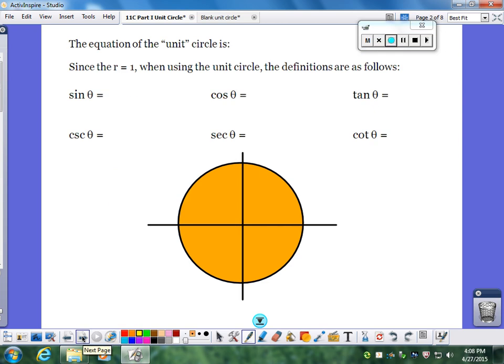Alright, so first of all, let's talk about what a unit circle is. In a unit circle, the radius is always 1 and the center of the circle is at 0, 0. So that means the equation of this unit circle is going to be x squared plus y squared equals 1 squared, which is just 1. So since the radius is 1, this is going to allow us slightly different definitions of our trig functions.